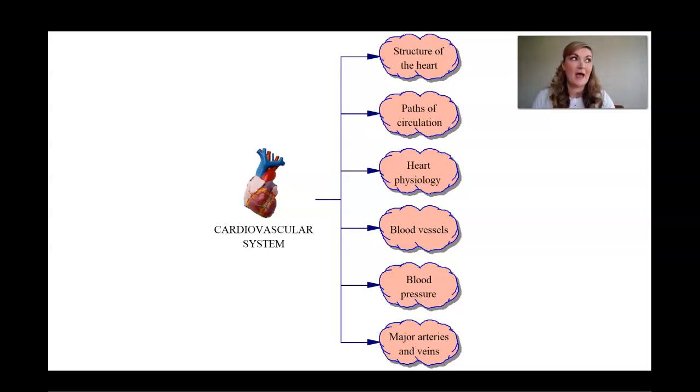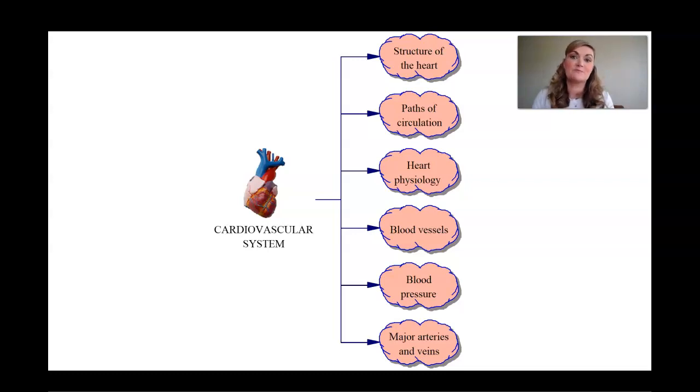We're going to talk about the paths of circulation, so blood that flows through the heart and then blood that flows around the body, as well as blood that flows around the heart and feeds actual muscular tissue. We're going to talk about the heart physiology or the structures of the heart, that's the heart anatomy, but along with the electrical currents and how the heart works and pumps.